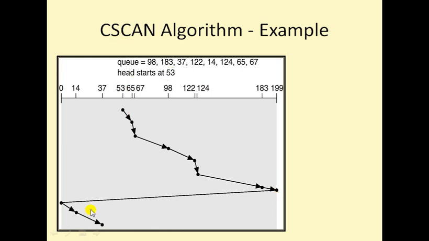See, 199 minus 53, so from 53 to 199, and 199 to 0 second, and 14 minus 0, and 37 minus 14, or else you can take directly 37 minus 0. Now you get 382. So the total movement of the head is 382 tracks. So this is all about the CSCAN algorithm. Thank you.